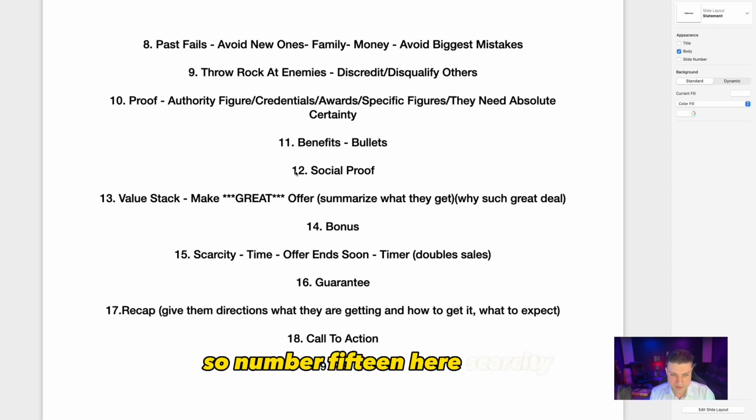They said scarcity doubles sales. So number 15 here is scarcity. If you could put a timer on it, or put a date where it ends, this makes your ad double sales for a lot of people. If it's done right, you can put a timer on it, and that will help your sales quite a bit.